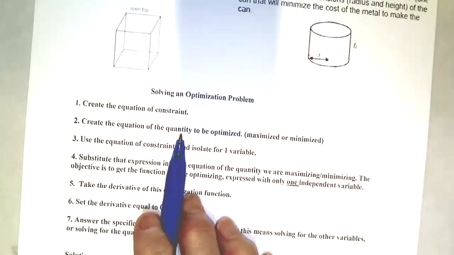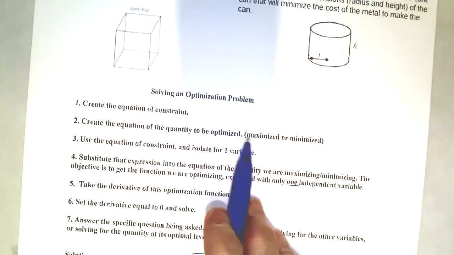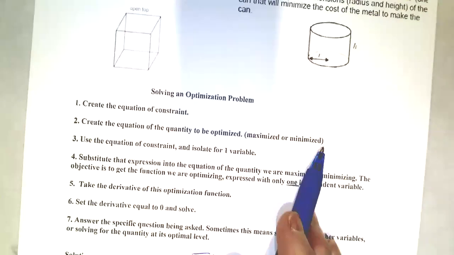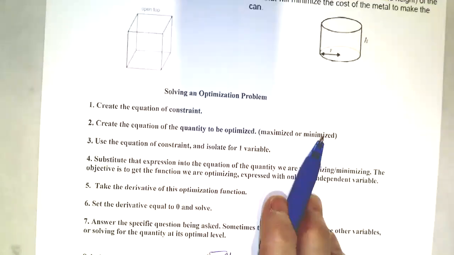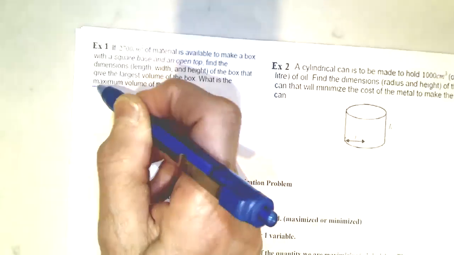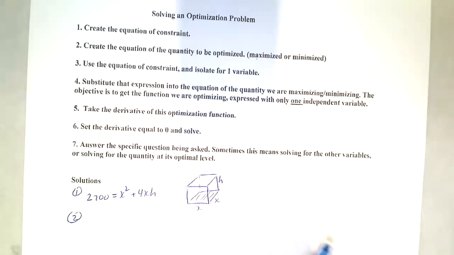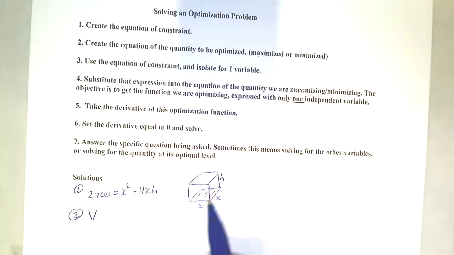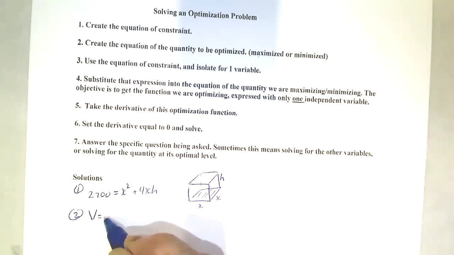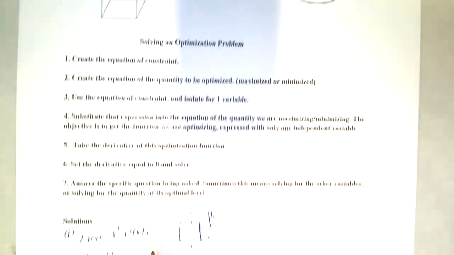Create the equation of the quantity to be maximized, or in the next question, minimized. Up here, it clearly says the words maximum volume. I'm maximizing volume. I'm going to create the equation of volume. Volume of a rectangular prism is simply length times width times height. Step 2 is accomplished. Step 3.